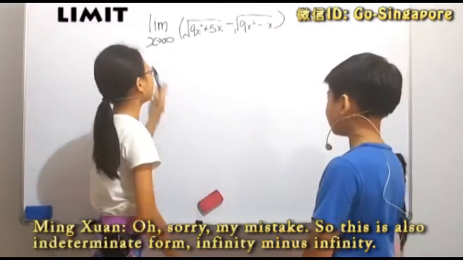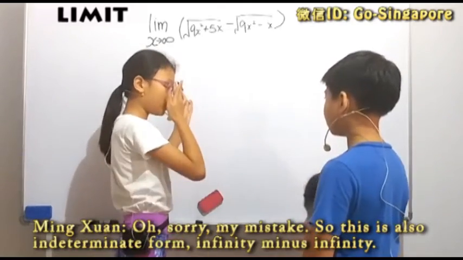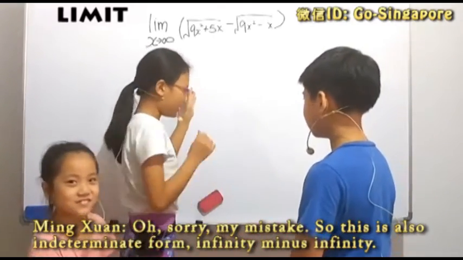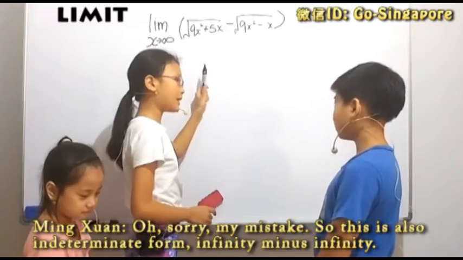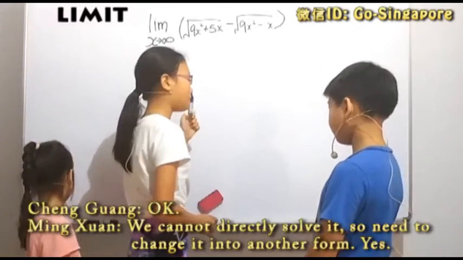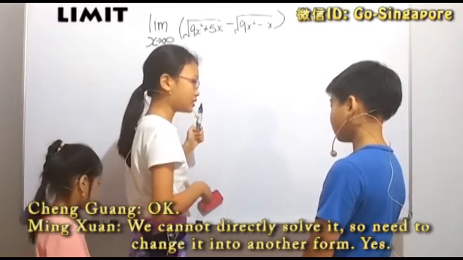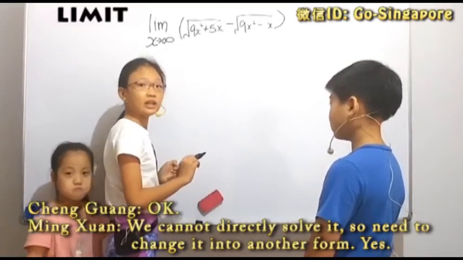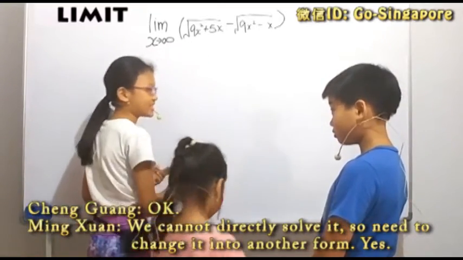Okay, my mistake. So this is also indeterminable, from infinity minus infinity. Okay, but we cannot directly solve it. So we need to change it into another form.